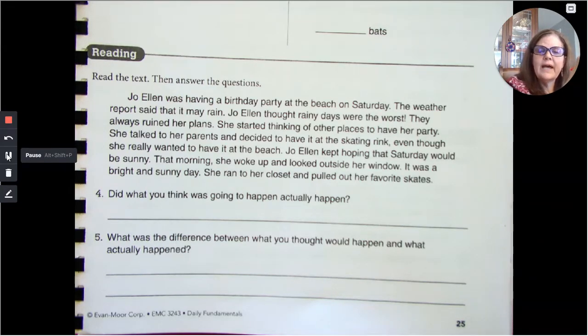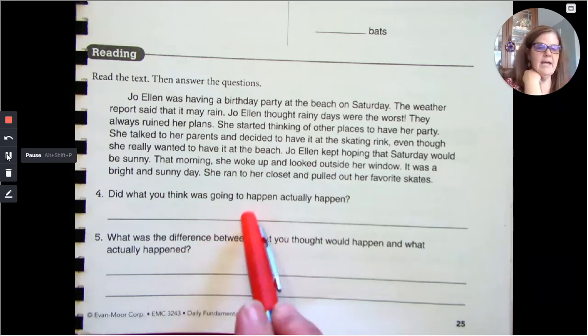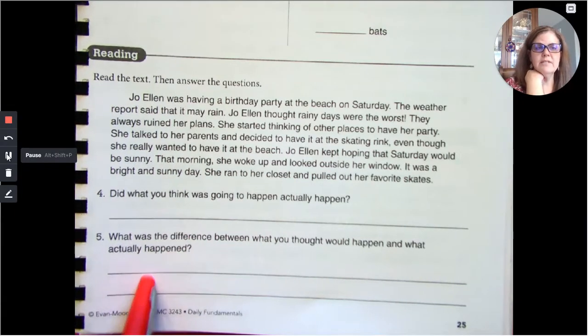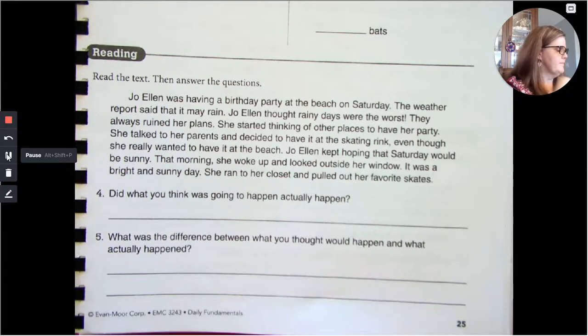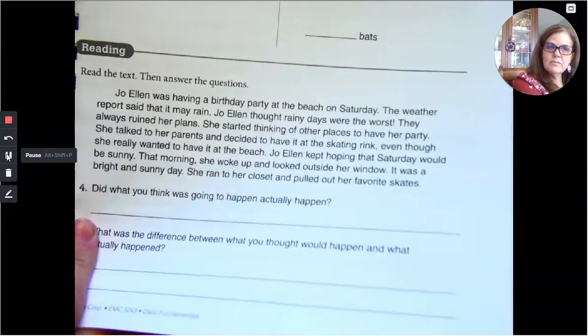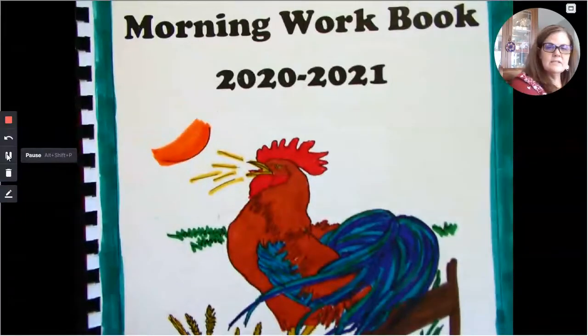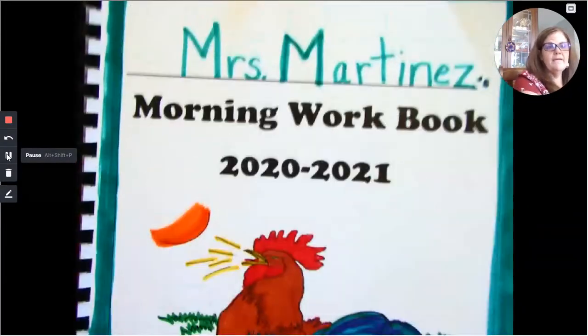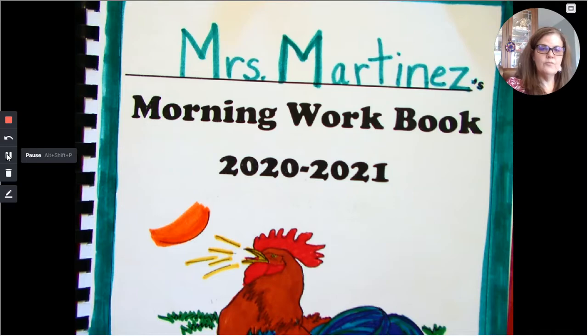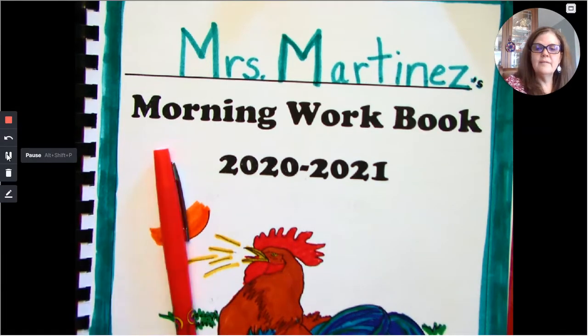Did what you think was going to happen actually happen? And what was the difference between what you thought was going to happen and what actually happened? So you kind of have to write down what you thought was going to happen, but what actually did happen. All right? So that's the page you're going to work on today, and then we will correct it tomorrow. And then since tomorrow is Friday, we won't have a new page to do. We'll just correct our page from today. All right, guys, I will see you over in vocabulary.